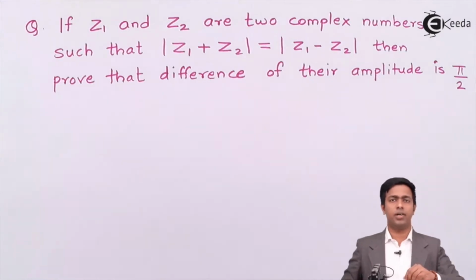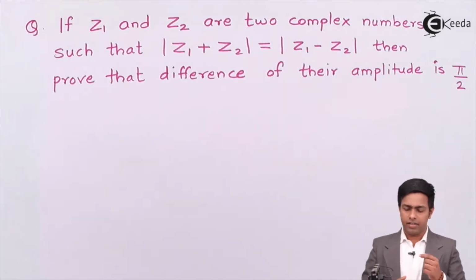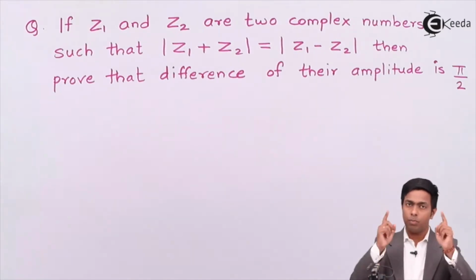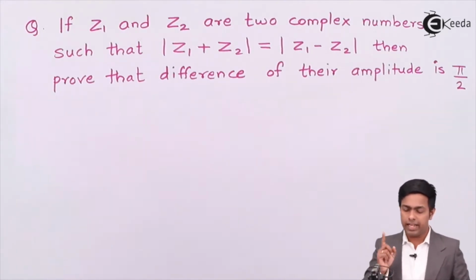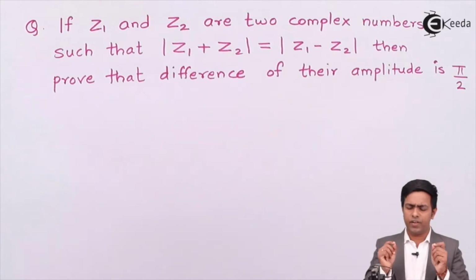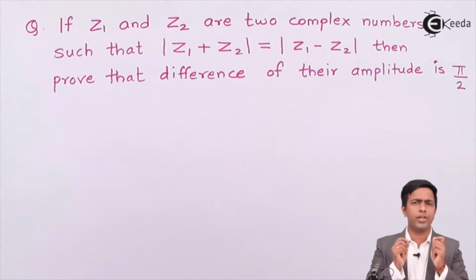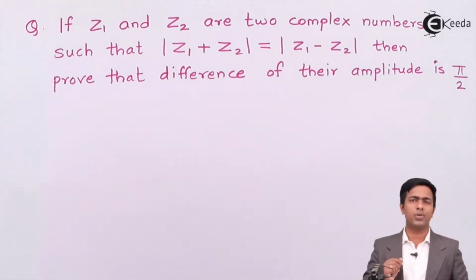Based on complex numbers. Now guys, the question is given as: if z1 and z2 are two complex numbers such that there is one condition, that is mod of z1 plus z2 is equal to mod of z1 minus z2, then we have to prove that the difference between their amplitude is pi by 2.